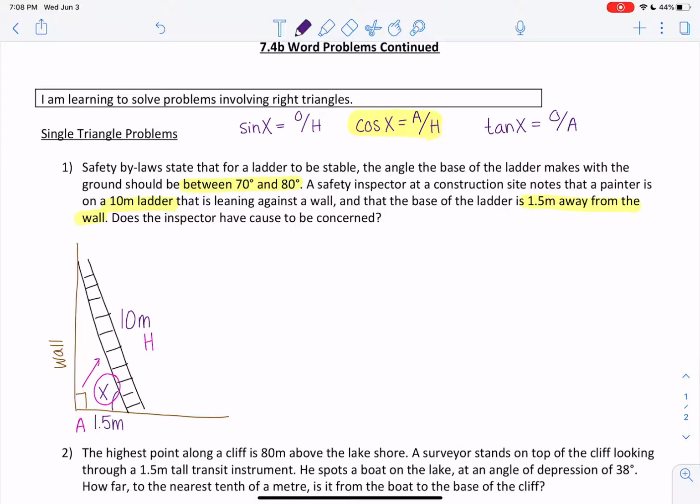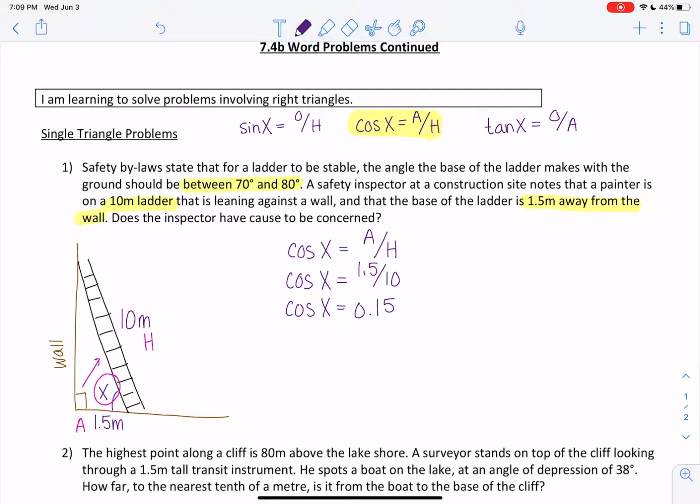So let's write out our equation. Cosine of our angle is equal to our adjacent side over our hypotenuse. And let's fill in our values. So the angle we're looking for is x. The length of our adjacent side is 1.5 meters, and the length of our hypotenuse is 10 meters. So now I'm going to take that fraction and divide it to turn it into a decimal. So we have 1.5 divided by 10, which is 0.15. So cosine of x is 0.15.